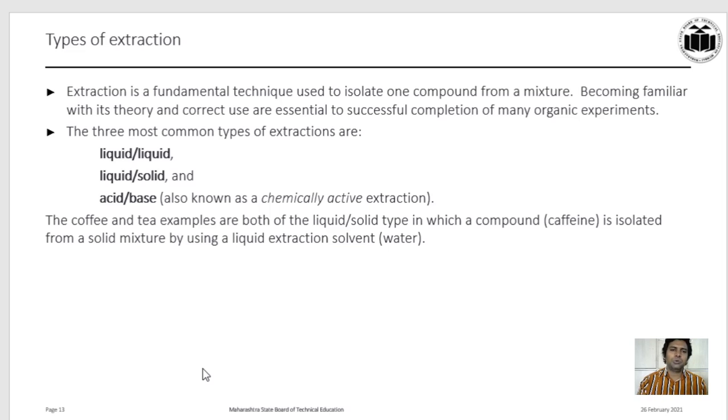Now the last portion of our video, types of extraction. Extraction is a fundamental technique used to isolate one compound from a mixture. So becoming familiar with the theory and correct use is essential to successful completion of many organic experiments. The three most common types of extraction are liquid-liquid extraction, liquid-solid extraction and acid-base extraction. It is also known as chemically active extraction.